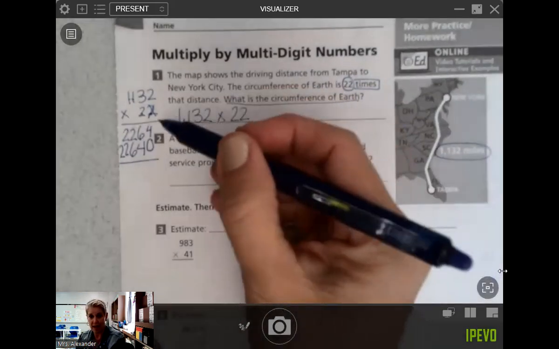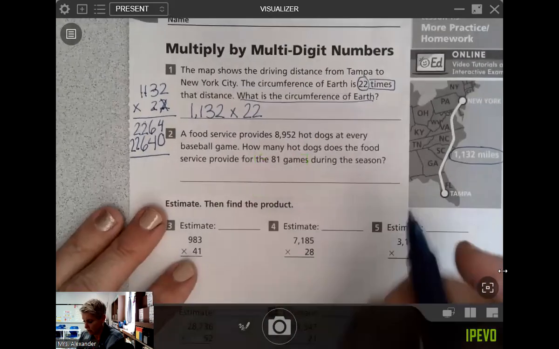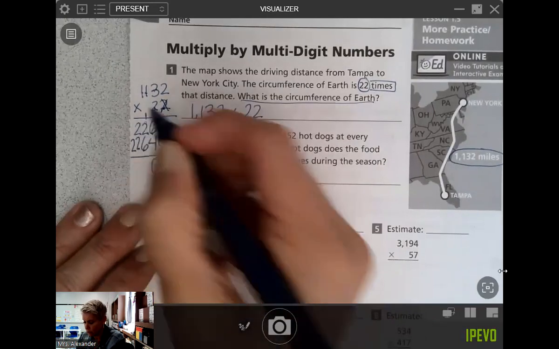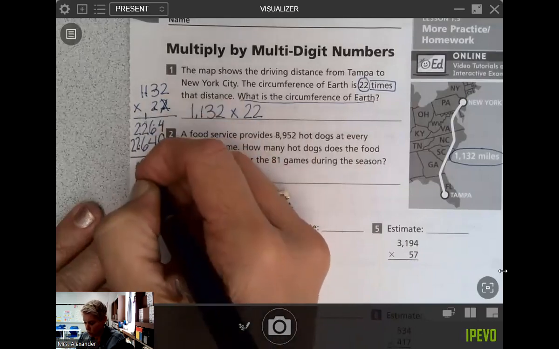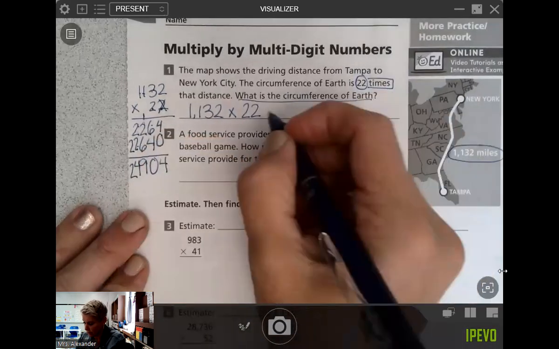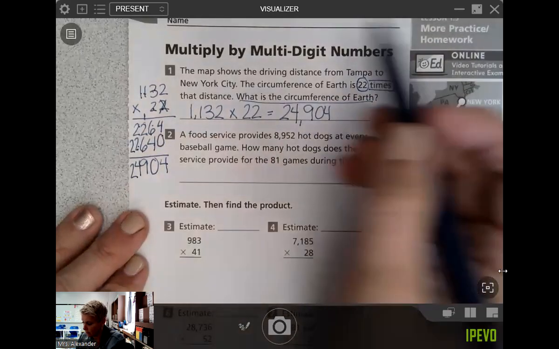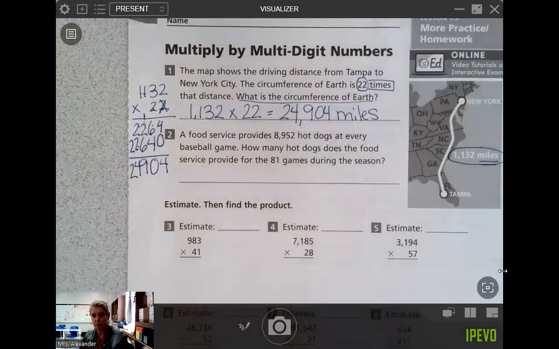I do know that I'm going to add my 2 partial products. I feel like that's blurry for you. There's better. So let's add 4 plus 0. 6 plus 4 is 10. We need to regroup. 6 plus 2 is 8. Plus 1 is 9. 2 plus 2 is 4. And our next 2. So our answer would be 24,904. What are we talking here? Oh, here's our label, miles. All right. If you need to get a separate piece of paper, go ahead and do that. Pause here. I'm going to keep going.